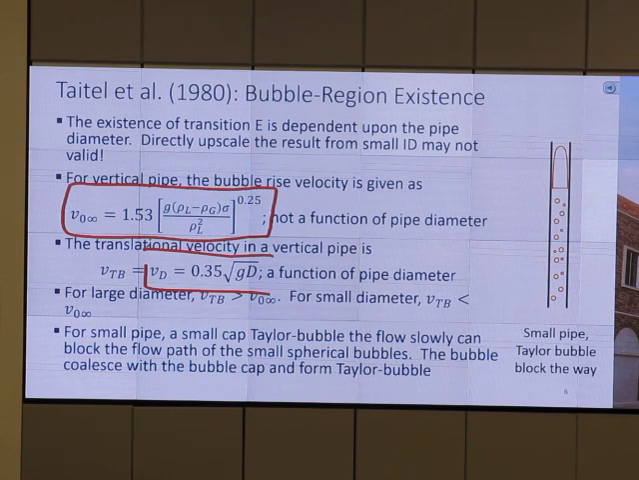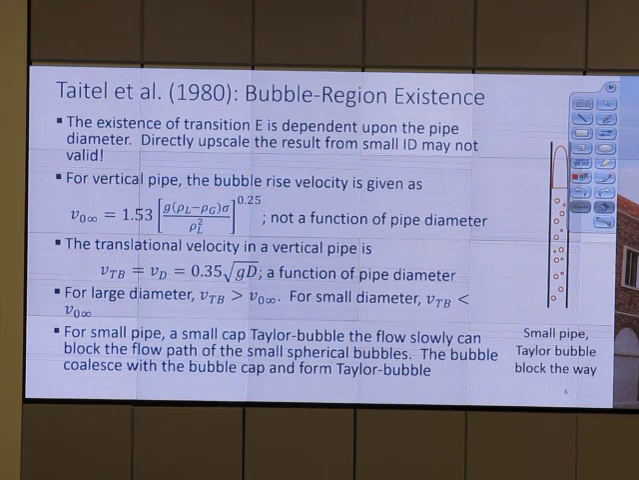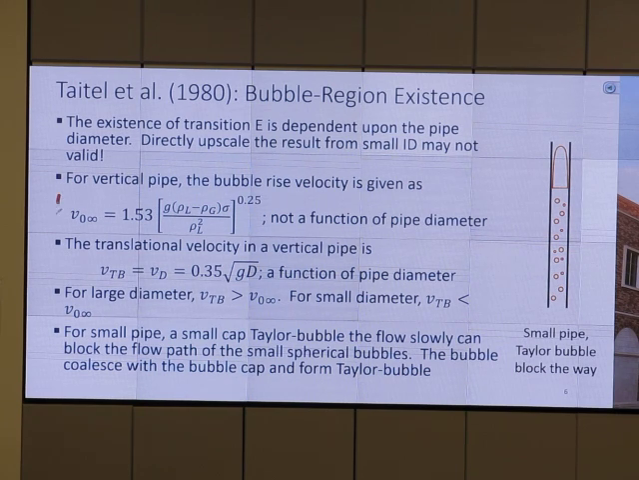If we have a big pipe and we have slug flow, VTB or translational velocity will be high, right? D goes up, VTB goes up. Good. In a small pipe, VTB will be small. So sometimes, if the pipe is very small, V0 infinity can be greater than VTB. If the pipe is very big, VTB will be greater than V0 infinity.